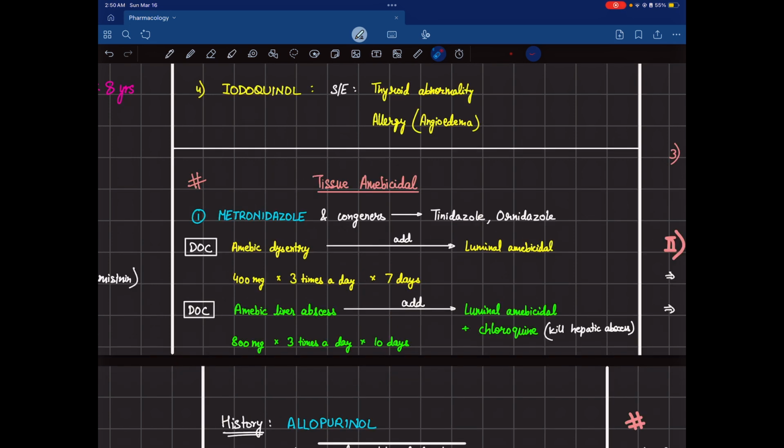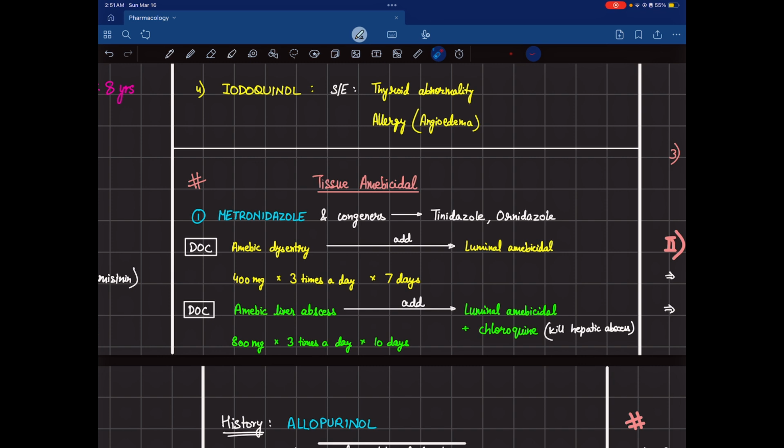For your tissue amoebicidal, your drug of choice is metronidazole, and some other drugs that are added to it are tinidazole and ornidazole. It's your drug of choice for amoebic dysentery, where you are given 400 mg 3 times a day for 7 days. In cases of amoebic liver abscess, you give 800 mg 3 times a day and for 10 days. So the drug dosage becomes double. This remains the same, 3 times a day, that is TID. And for 7 days, it becomes 10 days because liver abscess is a more severe form.